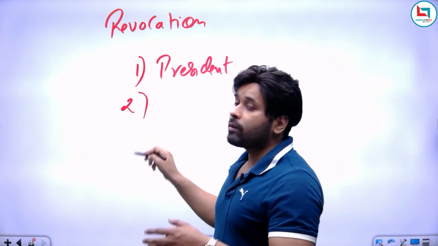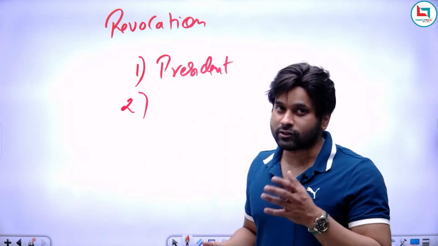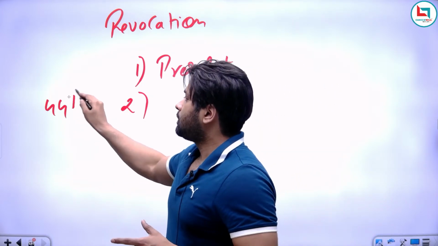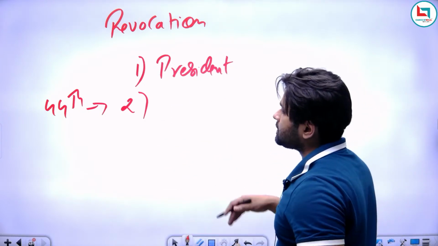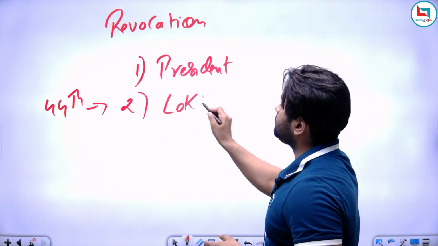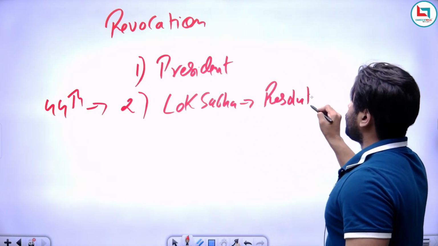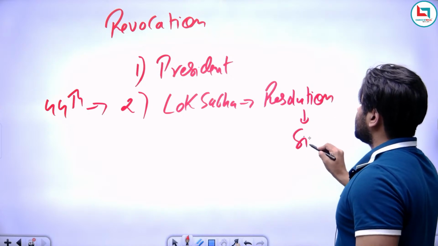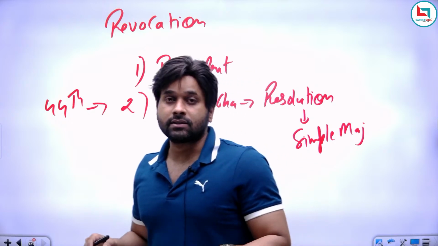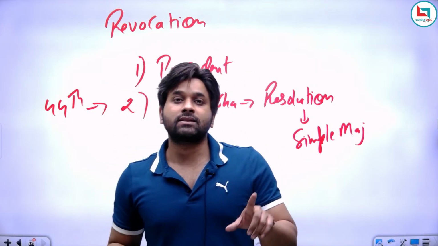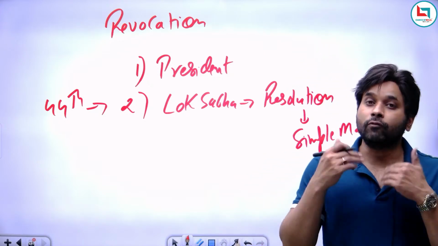And the second, now remember, the second way to revoke national emergency was added by the 44th Amendment Act. So the 44th Amendment Act added the second way to revoke national emergency, and that is if Lok Sabha passes a resolution for revoking national emergency by simple majority. Yes, only Lok Sabha has the power to pass a resolution for revoking national emergency. There is no role of Rajya Sabha in revoking national emergency.